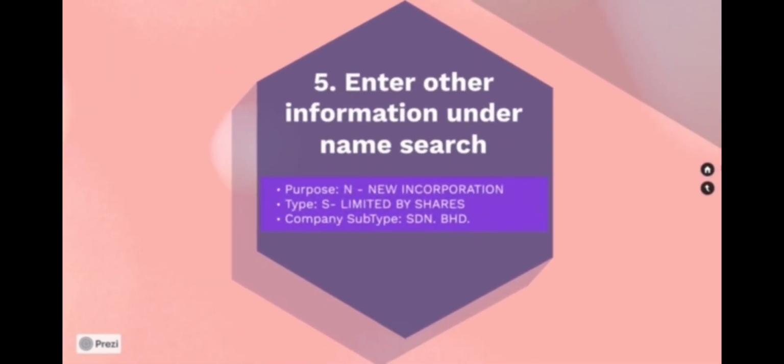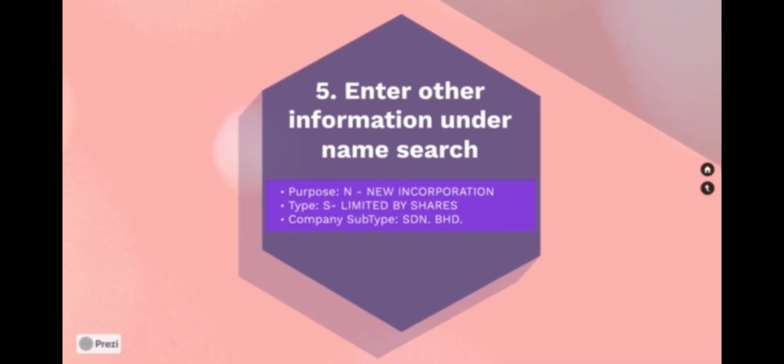Step number 5 is to enter other information on the name search. To incorporate a Sendirian Berhad, the following information should be selected under name search. Purpose is new incorporation, type is S, limited by shares. Company subtype is Sendirian Berhad.